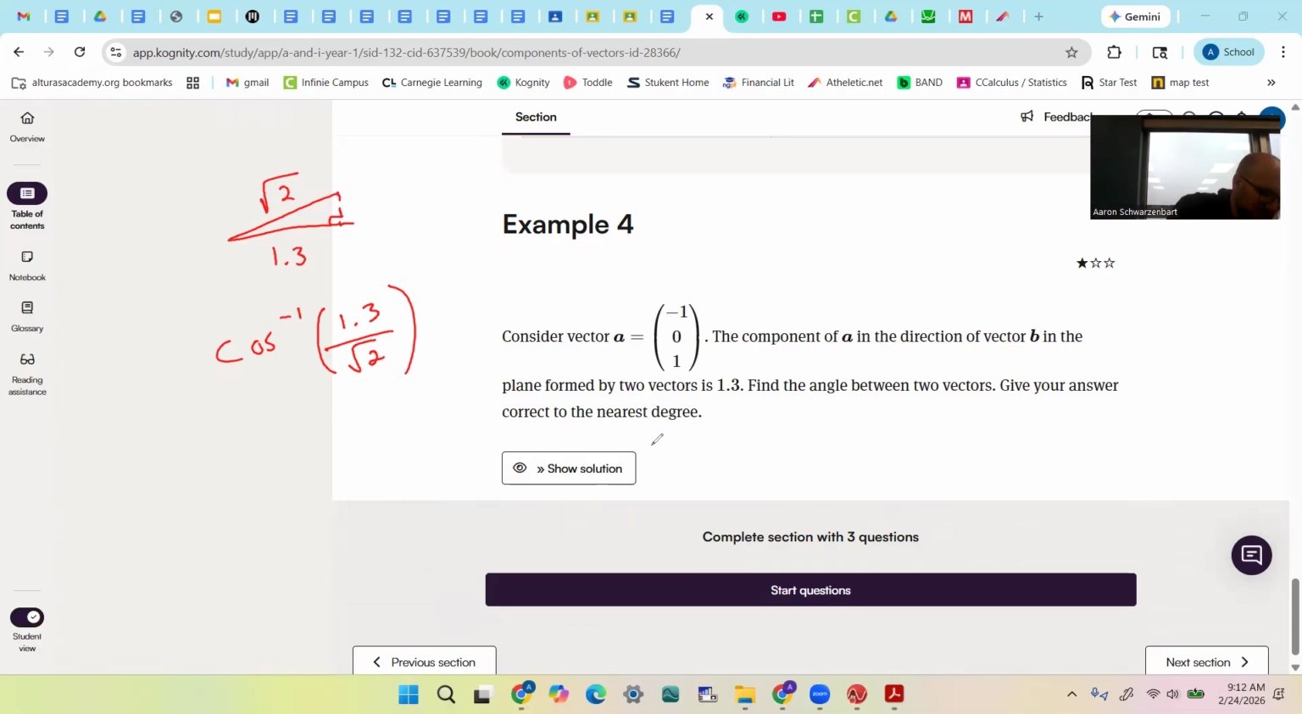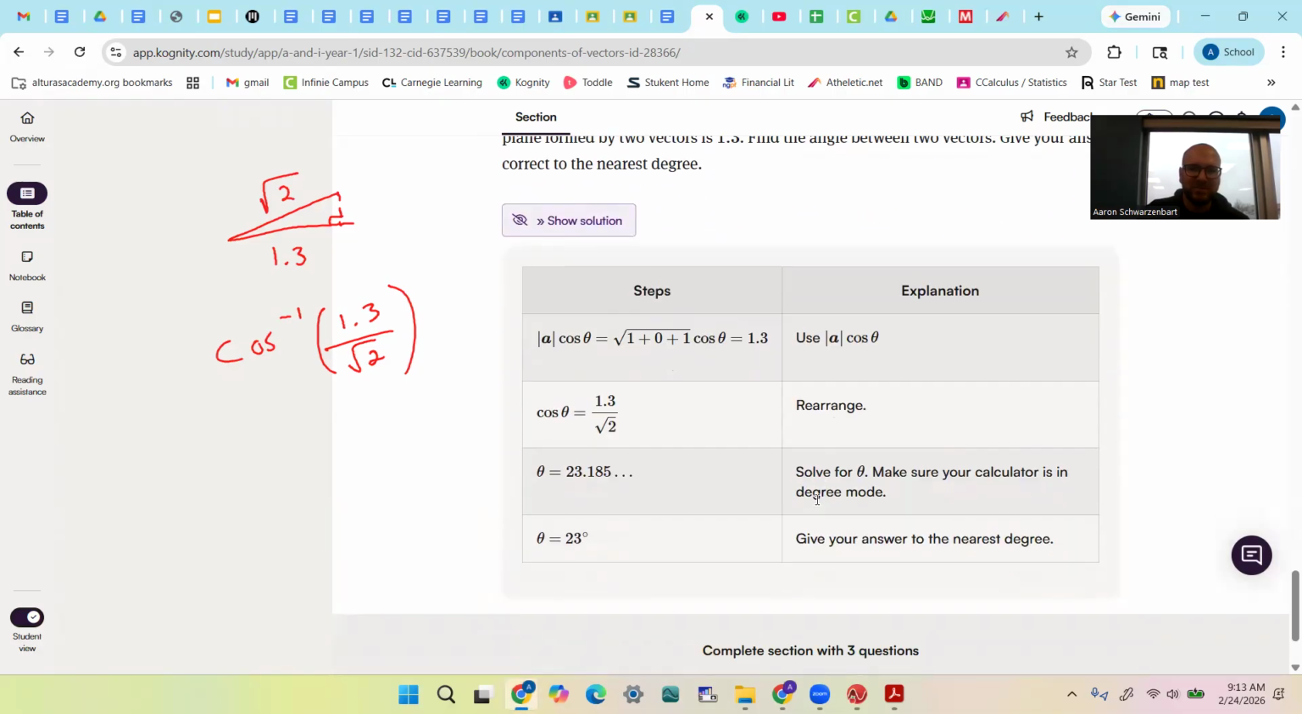Give your answer to the nearest degree. So I guess I should do it in degree mode. 23 degrees. And that is it for that lesson.